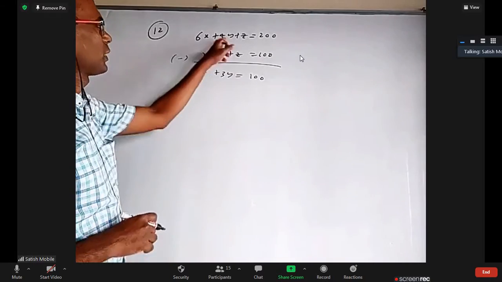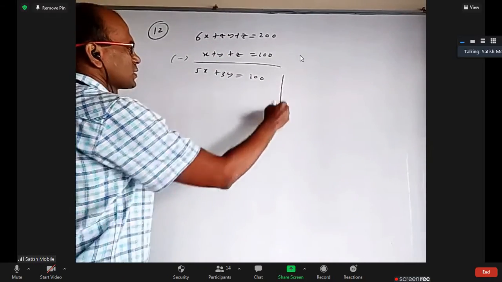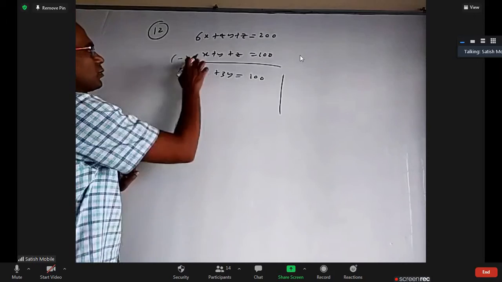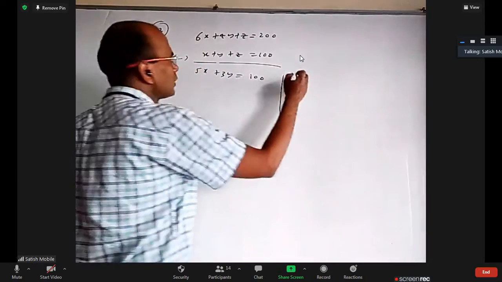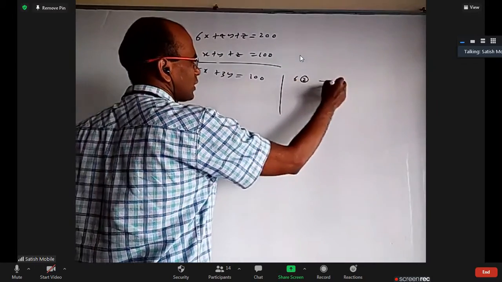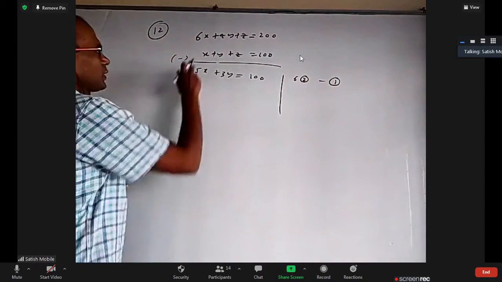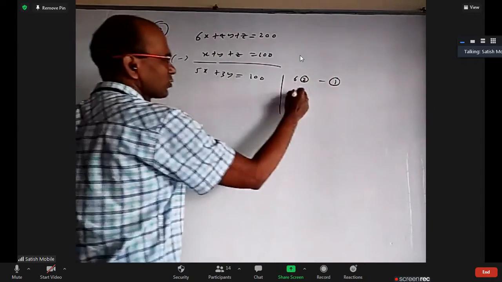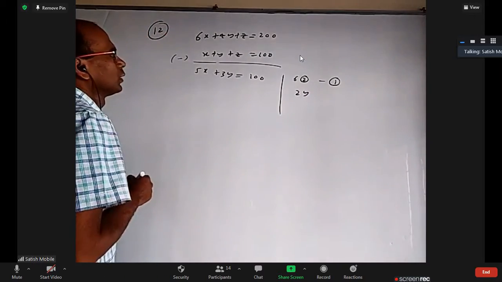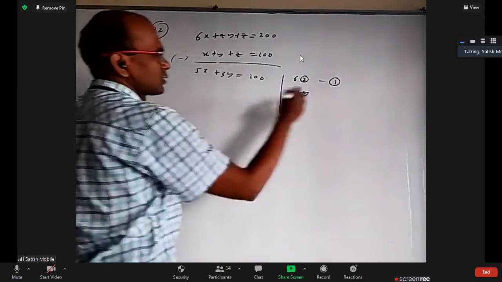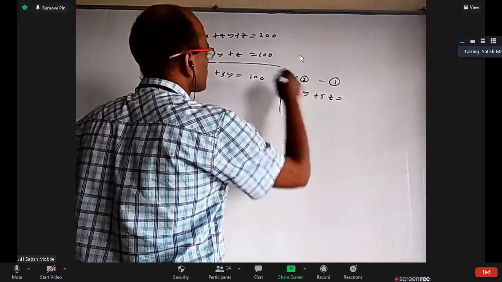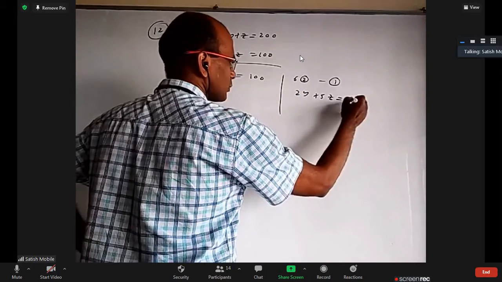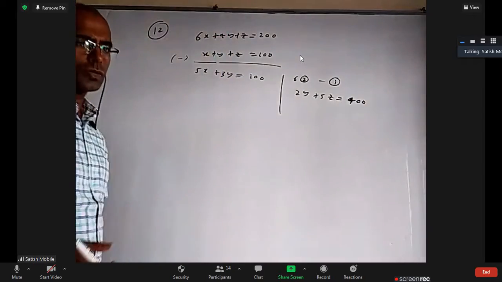If somebody wants to eliminate y and get a relation between x and z, they can. For example, you can multiply by 6 and subtract: 6 times the second equation minus the first equation. 6x and 6x will cancel, 6y minus 4y is 2y, 6z minus z is 5z, and 600 minus 200 is 400. Okay, so we got a relation.